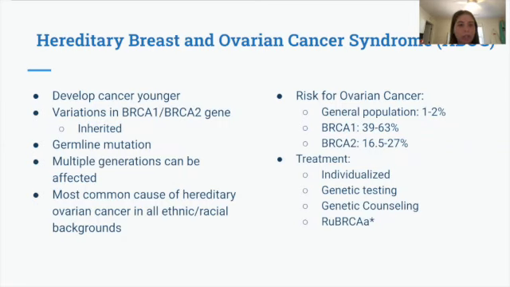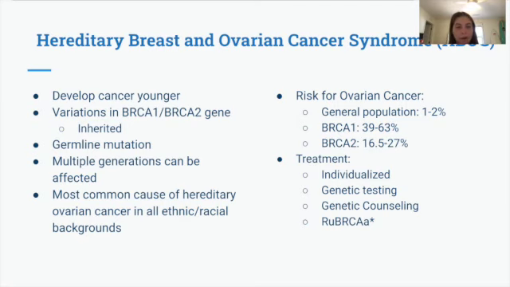So HBOC is a syndrome where it's an inherited cancer, so you're predisposed to getting ovarian cancer. It could be in your family's history. If your family has a history of cancer, you are more likely to have this syndrome.